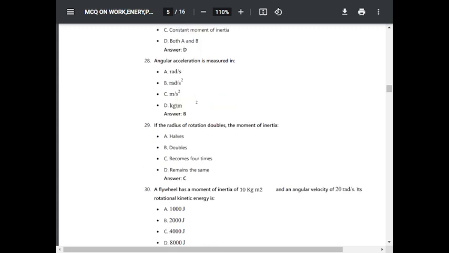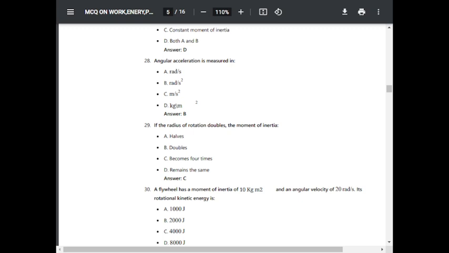Question number 29. If the radius of rotation doubles, the moment of inertia is, option A, halves, option B, doubles, option C, becomes 4 times, option D, remains same. The moment of inertia is mr square. If the radius is doubled, then it will become 4 times. The correct answer is C.